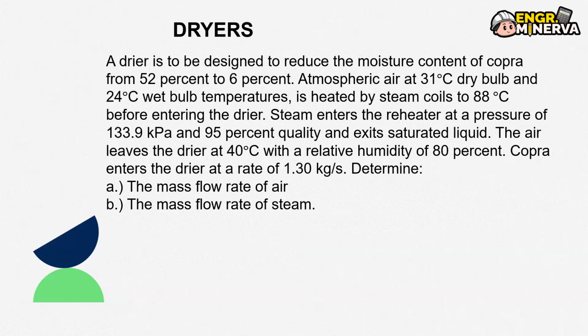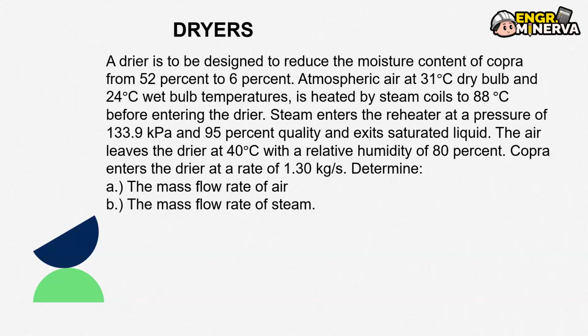So it means saturated liquid siya pag exit. That would be HF later on our steam table. So the air leaves the dryer at 40 degrees Celsius with a relative humidity of 80%. Copra enters the dryer at a rate of 1.3 kilograms per second. So we must determine the mass flow rate of air and the mass flow rate of steam.